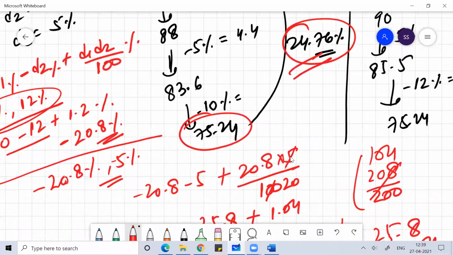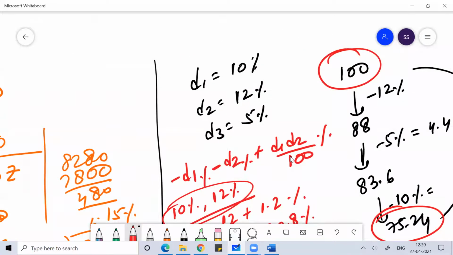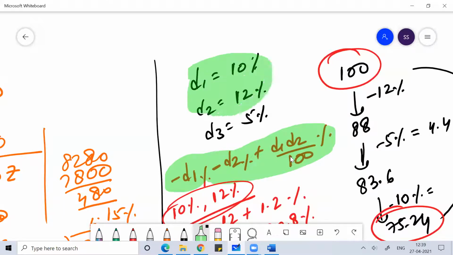So this formula, what I told you for the equivalent discount percentage, will work when we have two values. For more than two values, you can take two values at a time, find the equivalent value, and compare that equivalent value with the third value to get the answer.